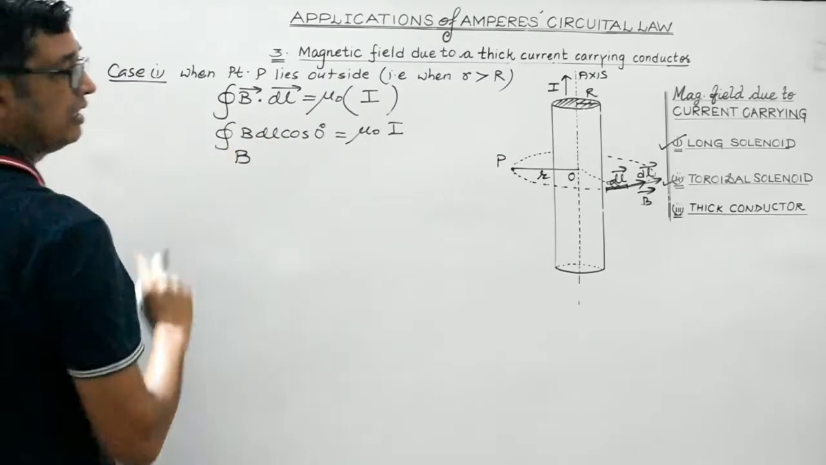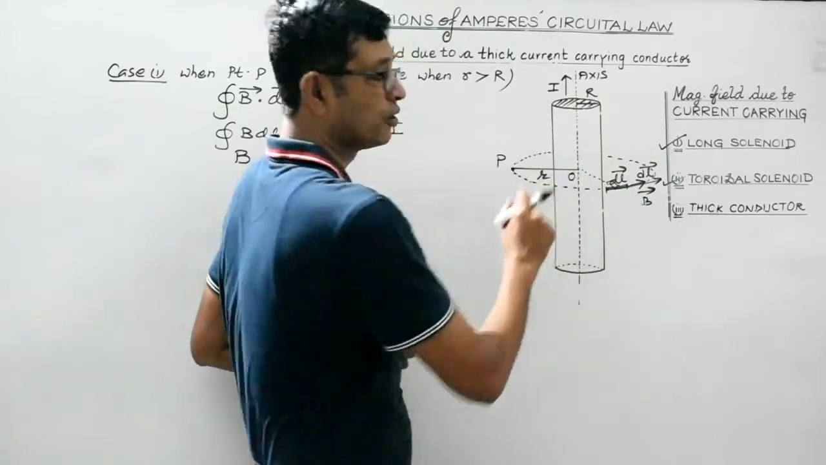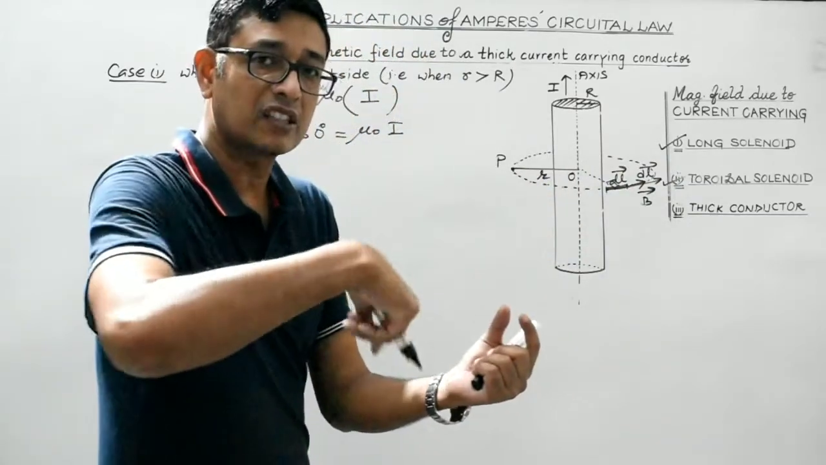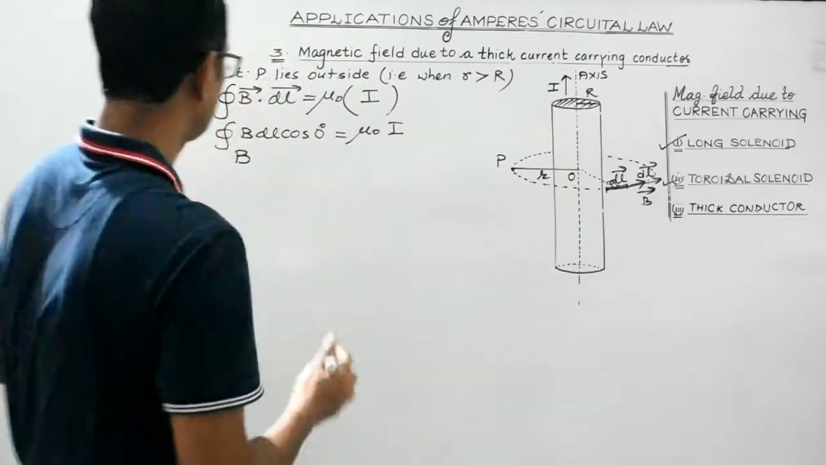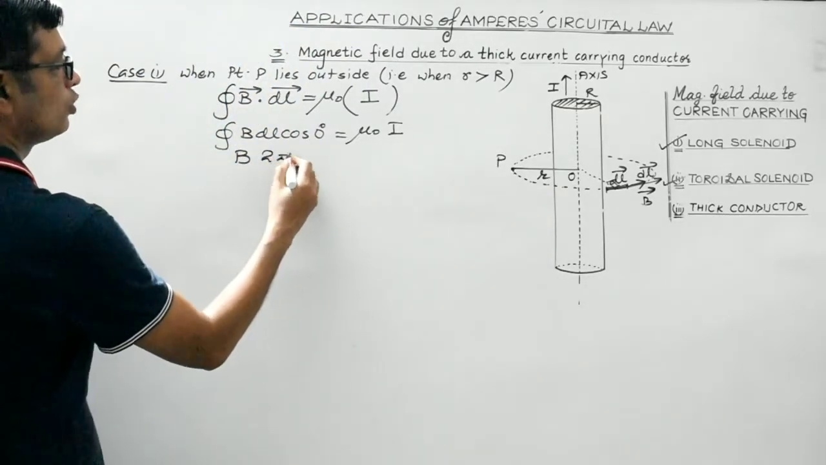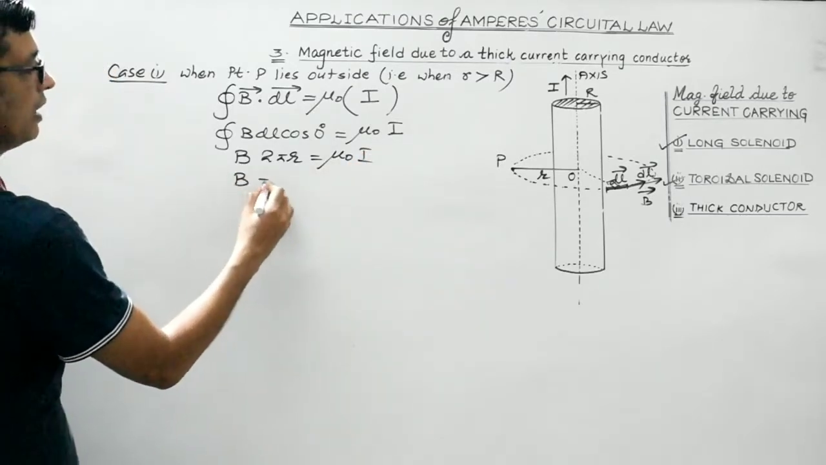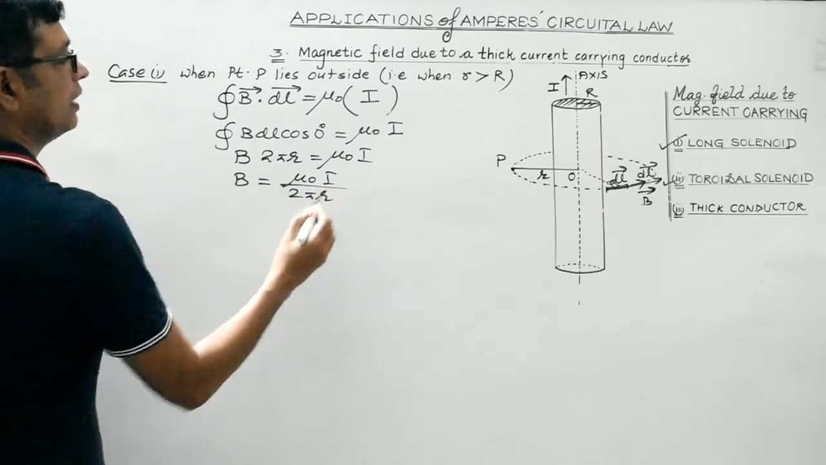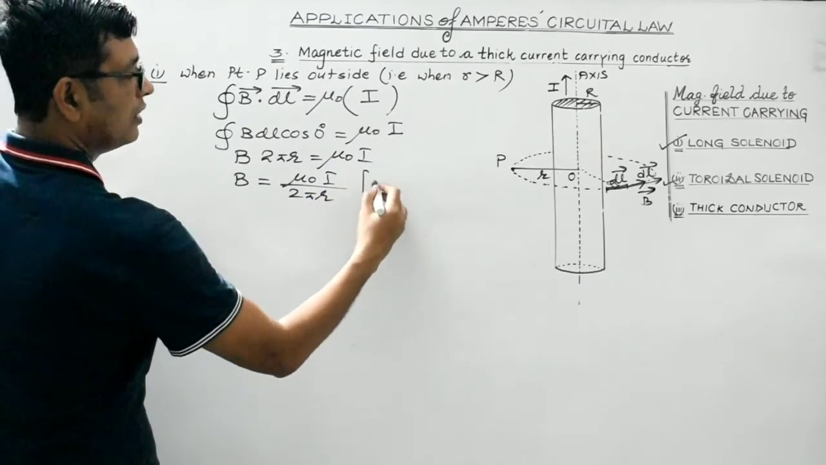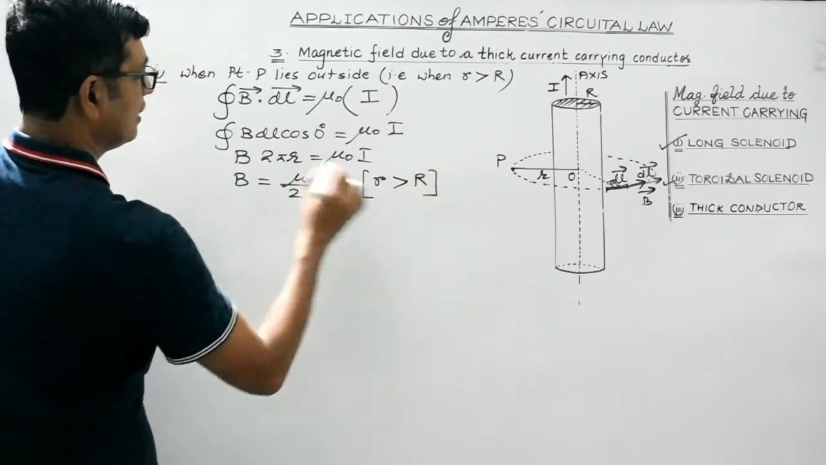Now, integration of dl, if you add the small elementary portions of the loop, will give you the total circumference of the loop. And this loop is of radius r. So, the total circumference would become 2 pi r. It's mu naught I. Therefore, magnetic field would be equal to mu naught I divided by 2 pi r. And this formula is valid when the observation point P lies outside the current carrying conductor.